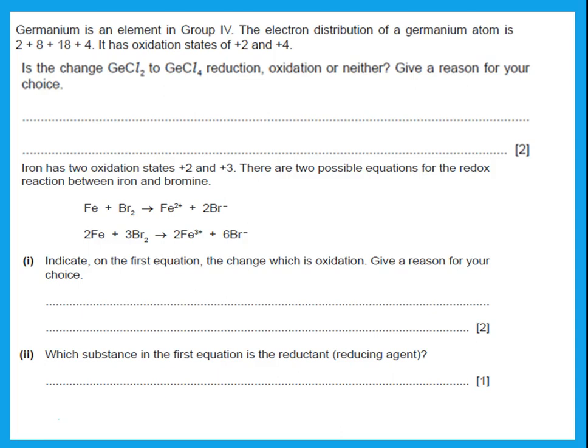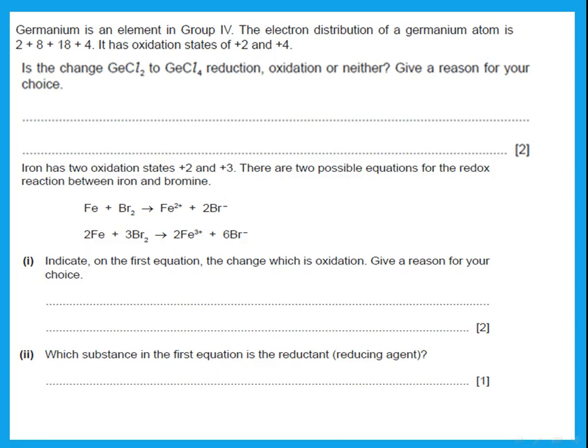Now it has 2 oxidation states. Remember we said, what is an oxidation state? That is basically the charge on the ion. So he's asking, is the change from germanium Cl2 to germanium Cl4 reduction, oxidation, or neither? Of course, germanium Cl2 means germanium with an oxidation state of +2 or a valency of 2. Germanium Cl4 has valency 4 or oxidation number +4.